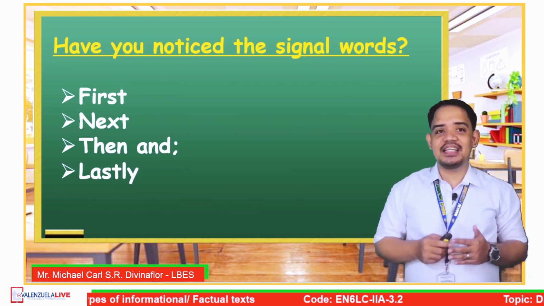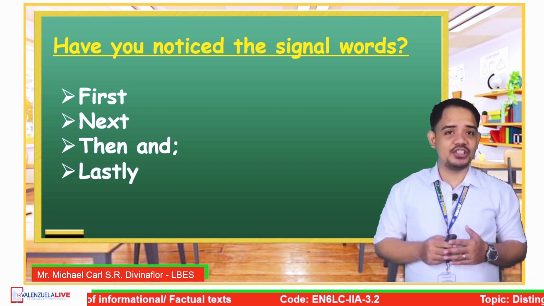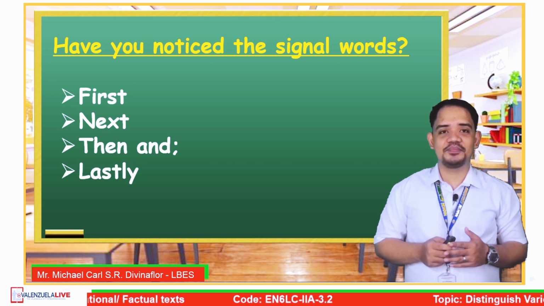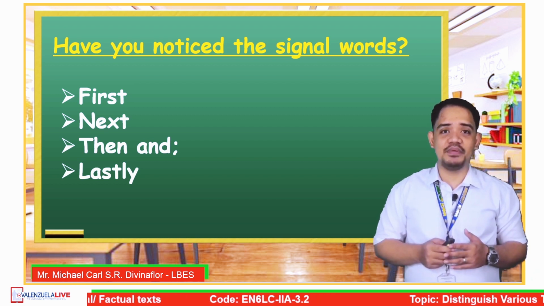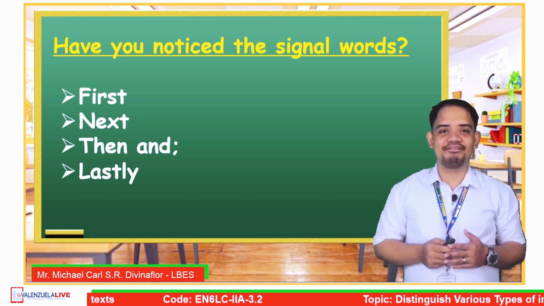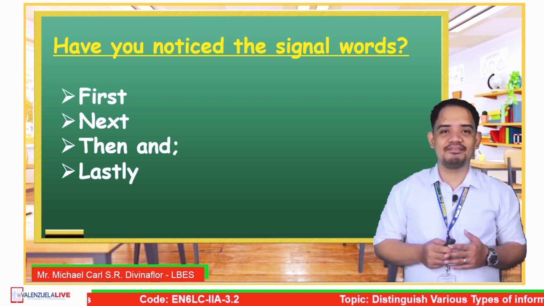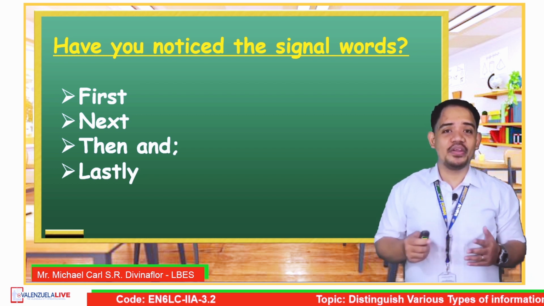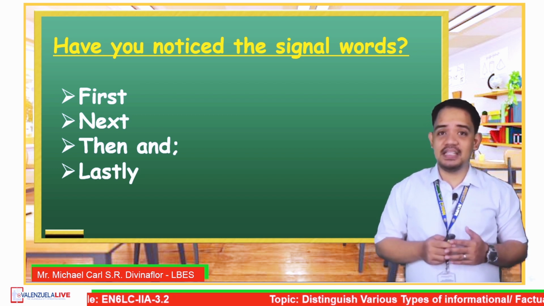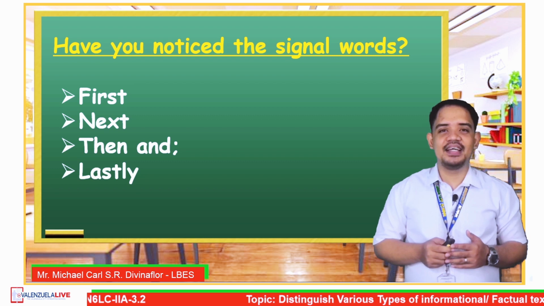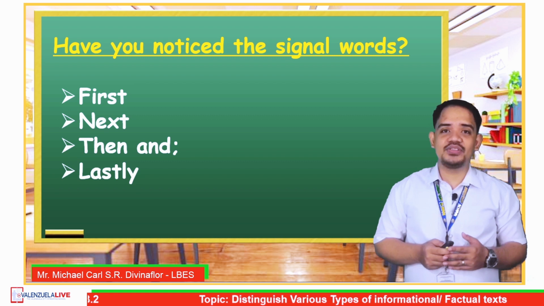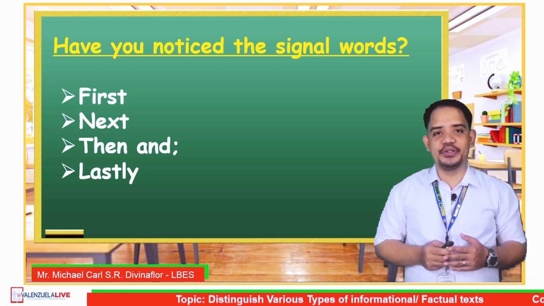While reading the text, have you noticed the signal words that were mentioned? What are the signal words that are used in the text? Type your answer in the comment box below. I will give you 10 seconds to do it. So, what are the signal words that you have read? Okay, so the signal words that we have read are first, next, then, and lastly. They give us the steps to follow on how to prepare for a typhoon.